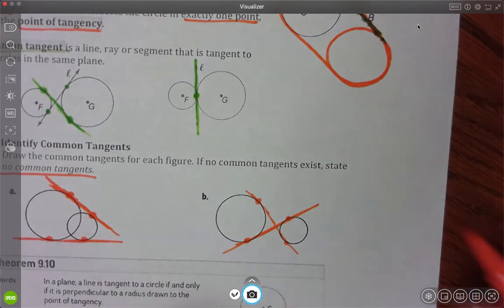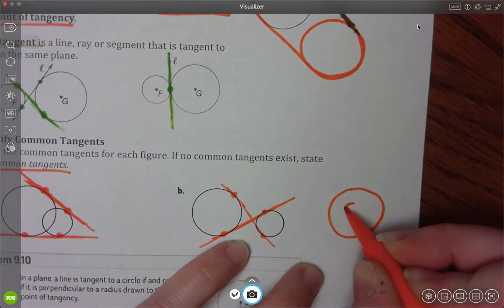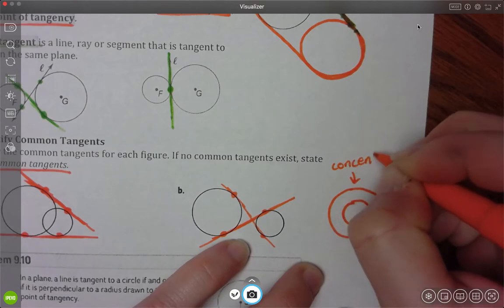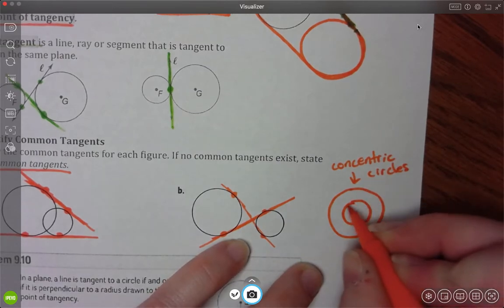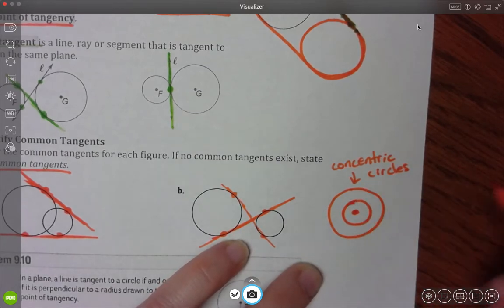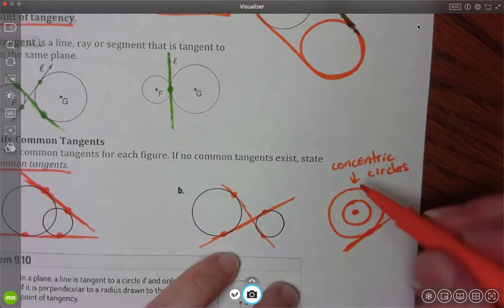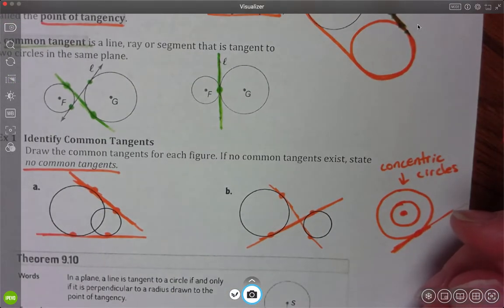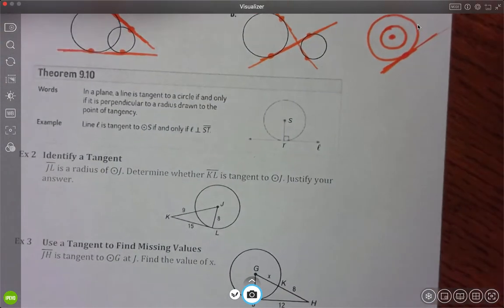Now, no common tangents, for example, would be like a circle that is, these are concentric circles, if you remember. Concentric circles are ones that share the same center, so one's inside of the other. It's kind of like the ripple effect in a pond. There's no way I can draw a tangent line for both of them. If I draw a tangent line for this one right here, maybe I draw a tangent line down there, right? There's no way I can get it to also be a tangent line for the other one. So that would be a scenario where you would have no common tangents, no tangent lines for each one. Okay, all right, now there's two more concepts in this section.